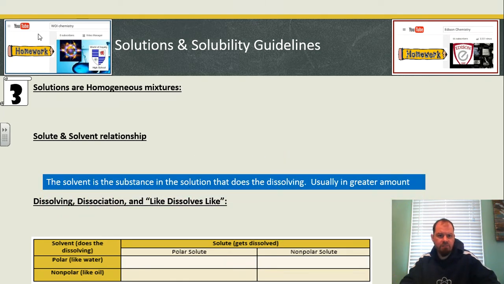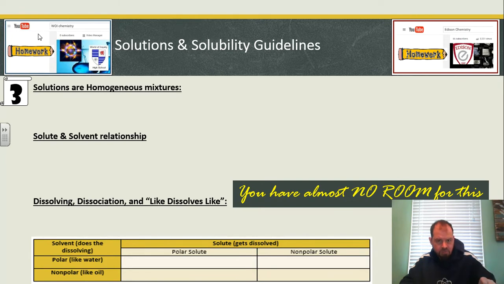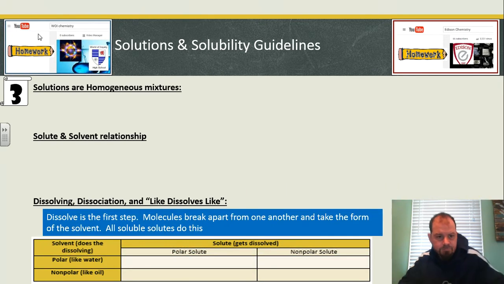The solvent is the stuff that's doing the dissolving, so the water. It's usually in greater amount, usually in a liquid. And I screwed up when I looked at the PowerPoint before I sent this to print shop, and the 3 pieces that go here are on top of each other, or I would have slid you in some more room. So you just have to make notes on how you put this stuff in there.